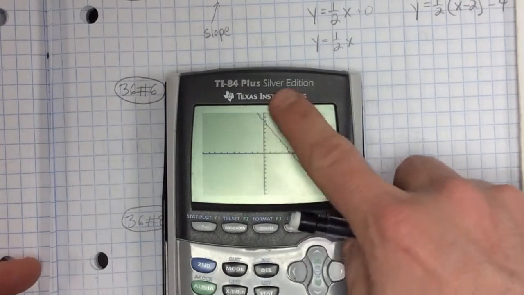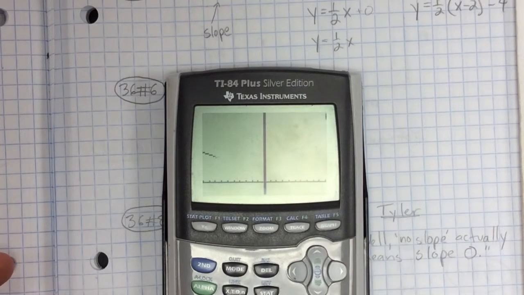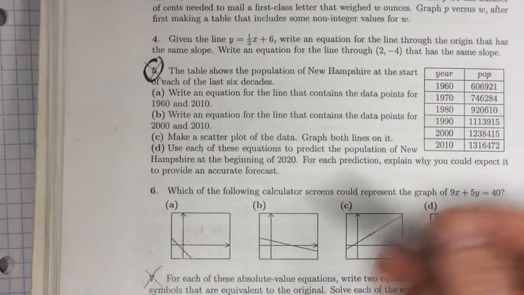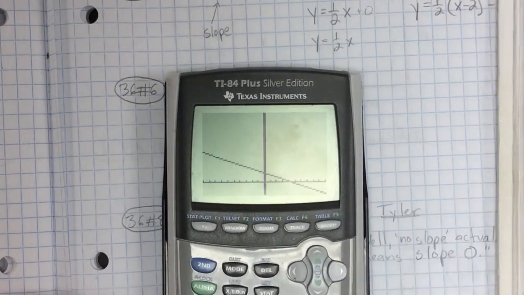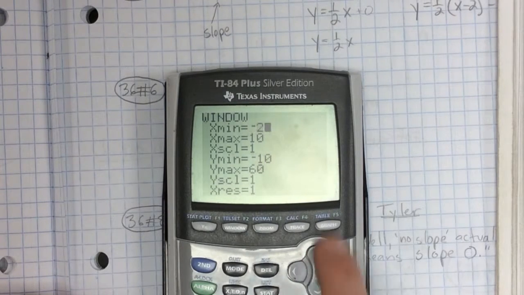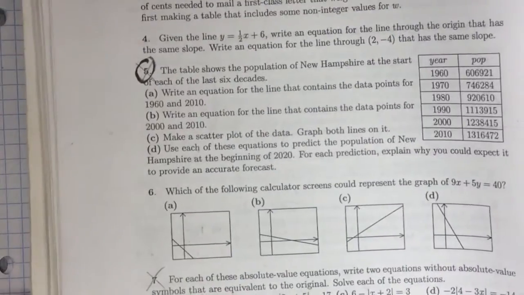If I change the window settings, I'm going to take the Y maximum and make it go higher. So I'm going to go into the window, I'm going to change the Y maximum to, let's say, 60, and graph again. And now we're getting a much more shallow looking line, right? Which starts to look a little bit more like B. Maybe if I change the X minimum up to maybe 2 or something, let's try it. Or negative 2. Graph again, and now we're looking very similar to choice B.